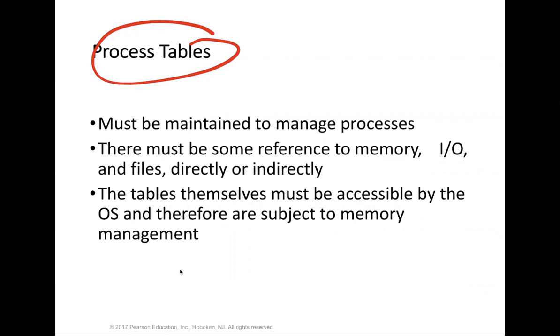So memory, I/O, and files are managed on behalf of processes. So there must be some sort of reference to these resources, directly or even indirectly, in the process table. The files referred to in the file tables are accessed via an input-output device and will at some time be in the main or virtual memory. That's why the file tables and process table will always be cross-referenced, or there will be some reference between the tables. The tables themselves must be accessible by the operating system and therefore are subject to memory management.